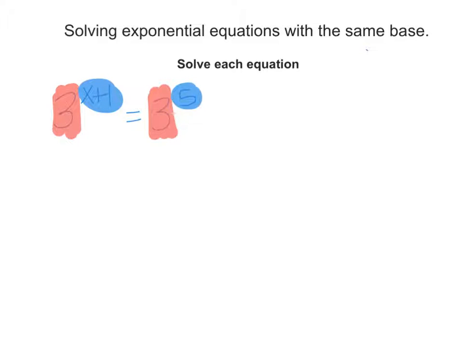In order to figure out what x will be, it's like solving an equation. So x plus 1 equals 5. Subtract 1 on both sides, x equals 4. So the value of x here, in order to make this equation true, would have to be 4.